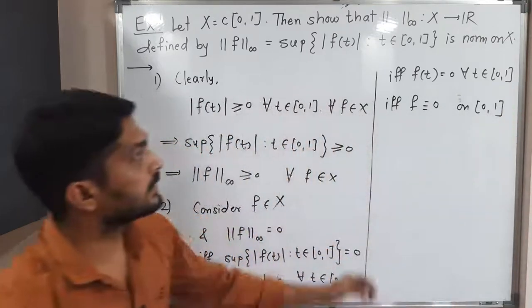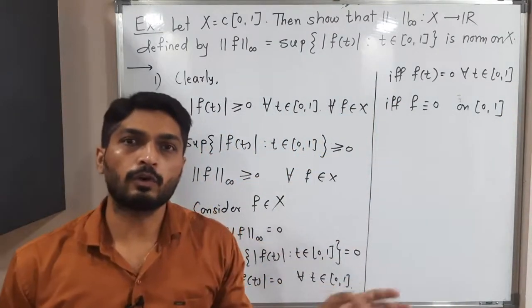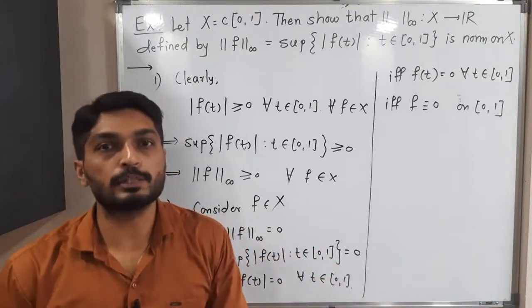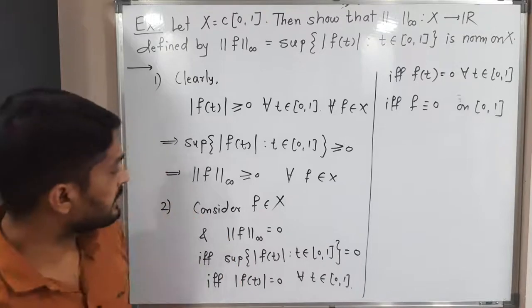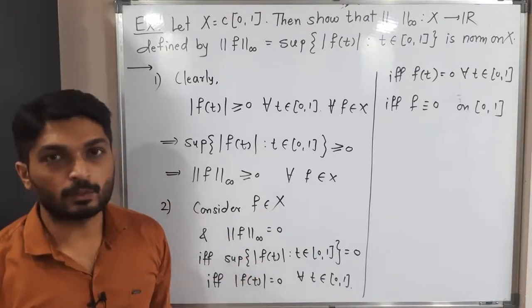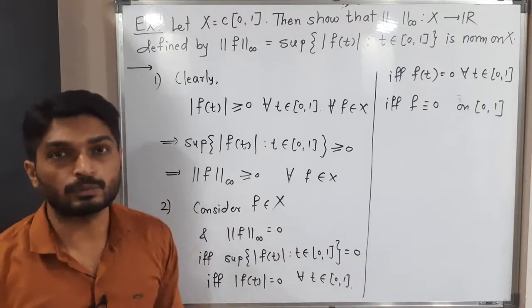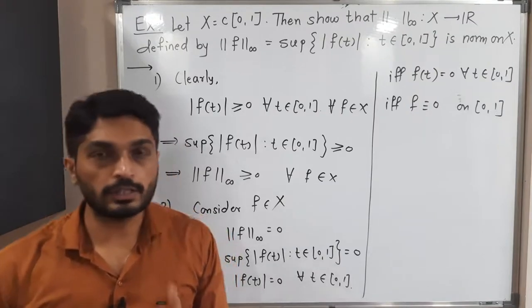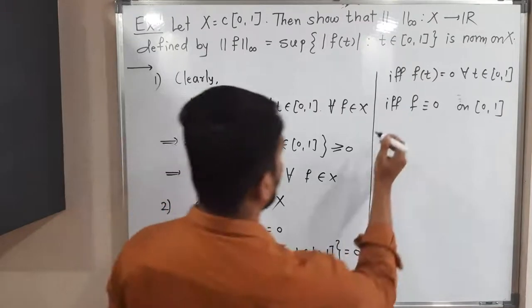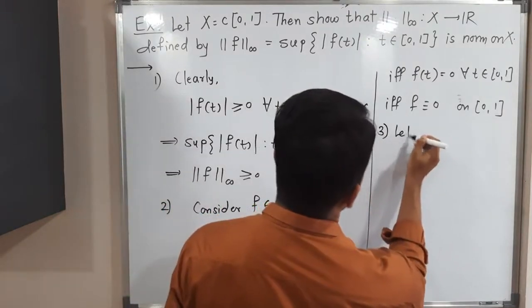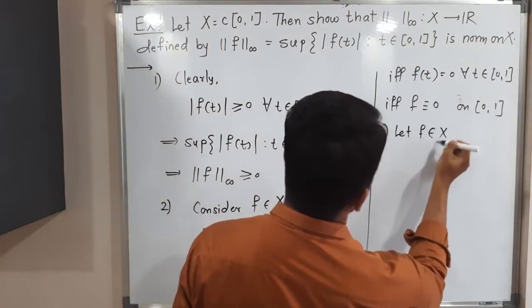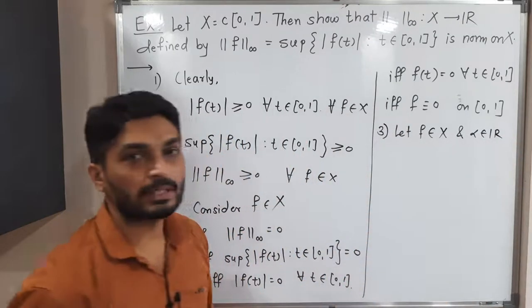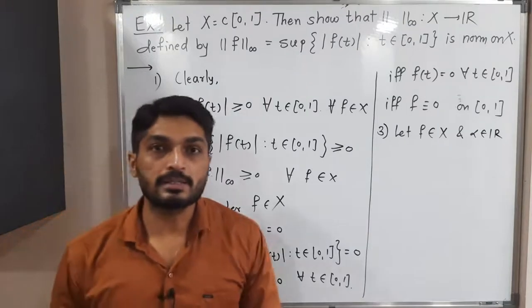Getting? So yes, the function gives 0 value for all values of t belongs to closed interval 0 1. That means the function should be 0 on the same interval. So we started with norm f infinity is 0 and finally we got f is also 0. Yes, so that's why we can say the second condition is satisfied. So let us go for the third condition. For the third condition, we are taking f belongs to X and alpha belongs to R. So you know that for the third condition we take one scalar, or you can say one real number.